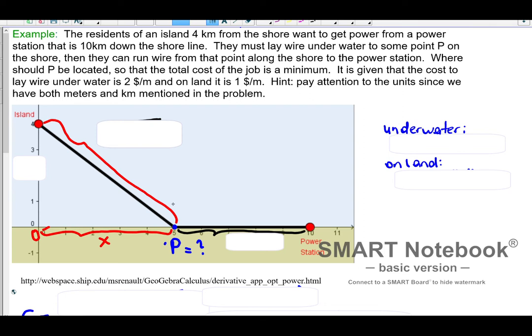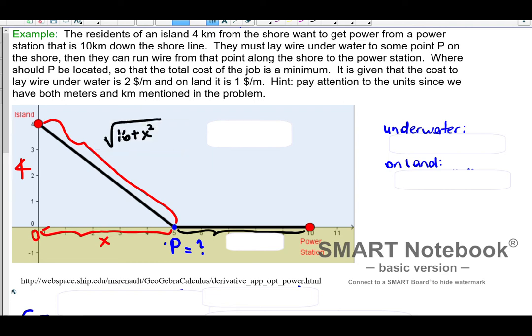Now we know that the island is 4 kilometers from the shore. Direct distance is 4 kilometers from there to there. So that is the fixed length. I can put that in as 4. And think of this, no matter where you connect that line, it's always going to be a right triangle that is being formed. So what will be the hypotenuse of that right triangle? The hypotenuse will be the square root of the sum of the squares of the legs. So that will be the square root of 4 squared plus x squared.